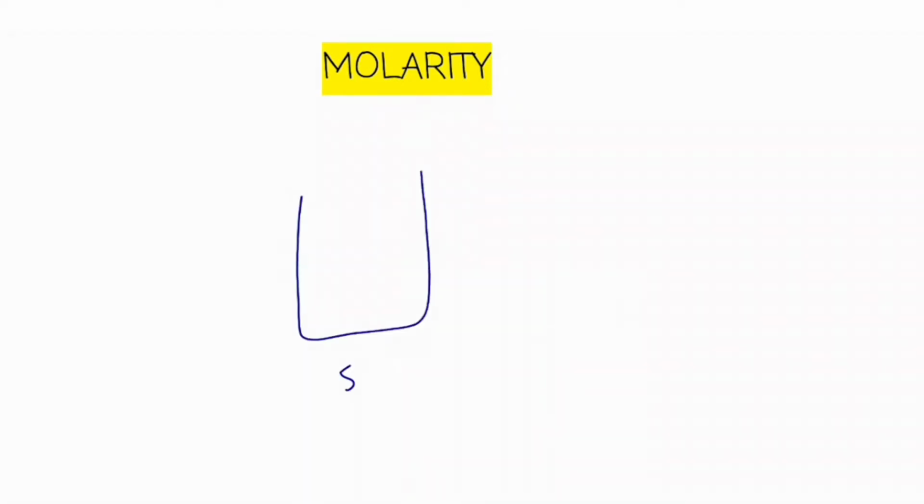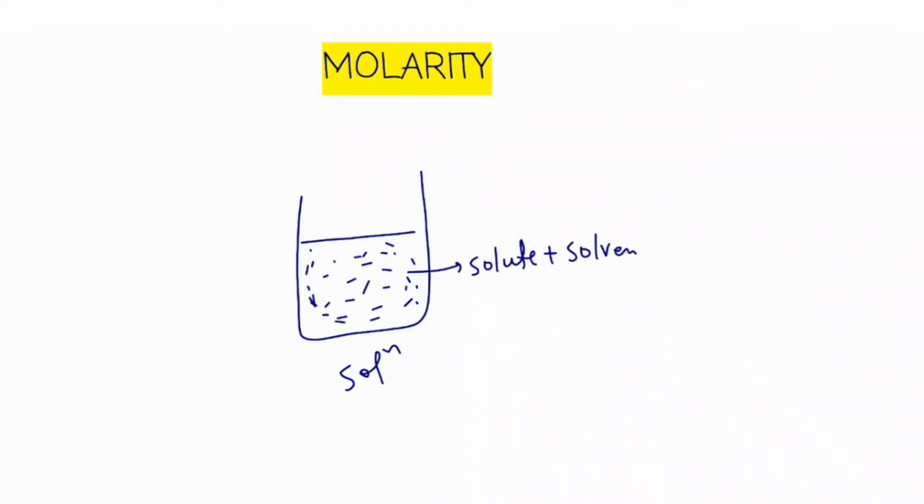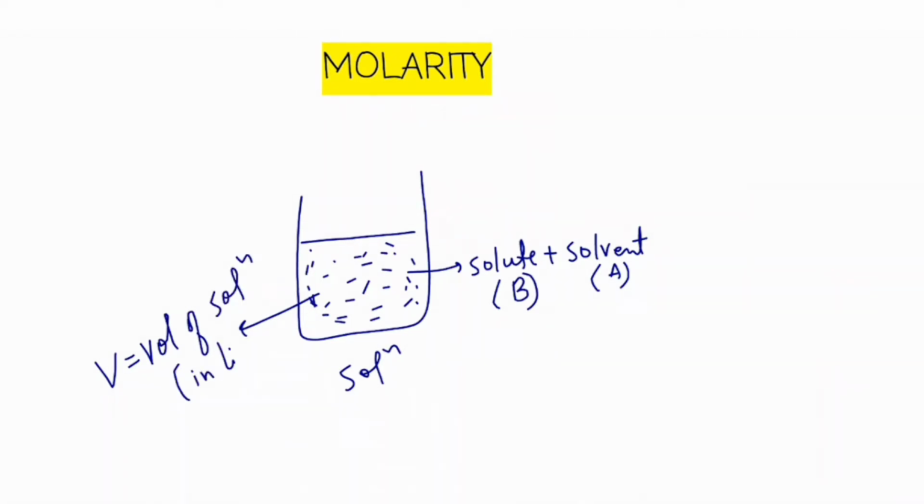Dear students, now let us imagine this is a solution, and in this solution we have solute and solvent. A solution always has two components, solute and solvent. Let us represent the solvent as A and solute as B, and V is the volume of solution. V is the symbol of volume of solution and this volume is expressed in liter.